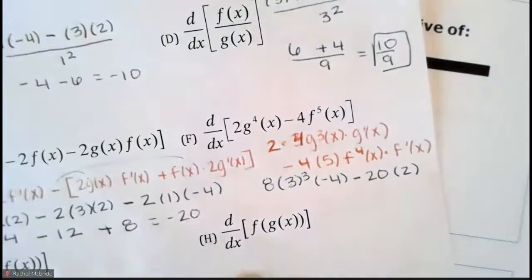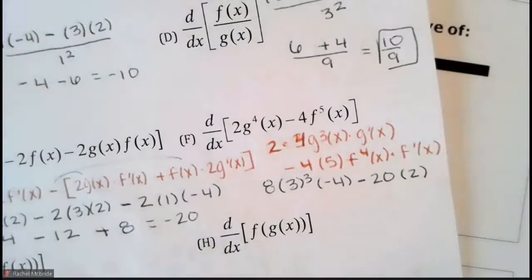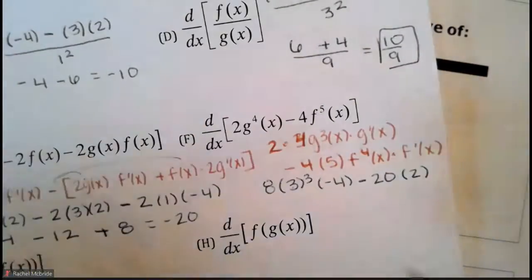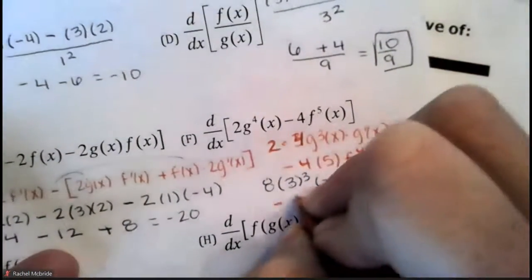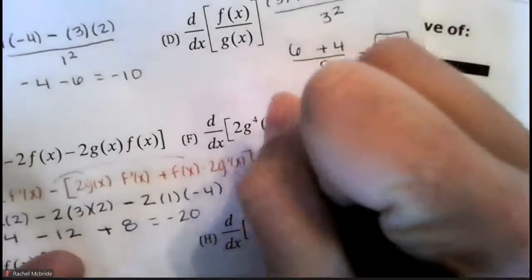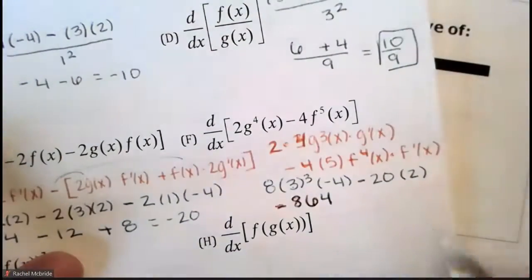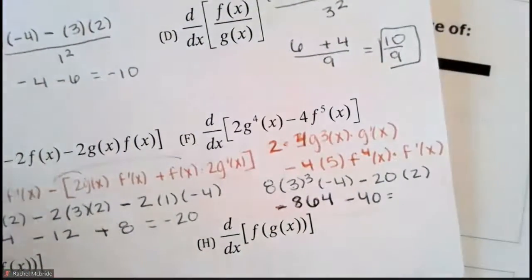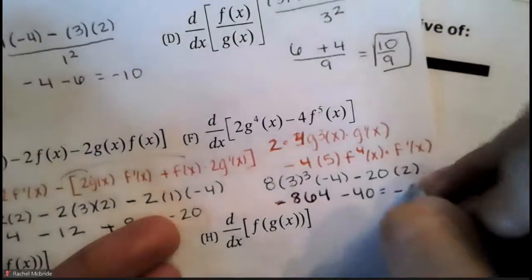So 3 cubed is 27, and then 27 times 8 times negative 4 is negative 864. Ew, I went back to orange. And 2 times 20 is 40. So you get negative 904.